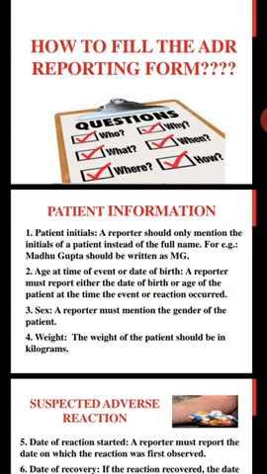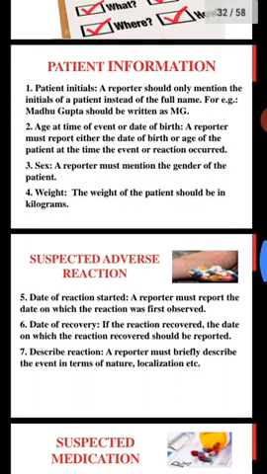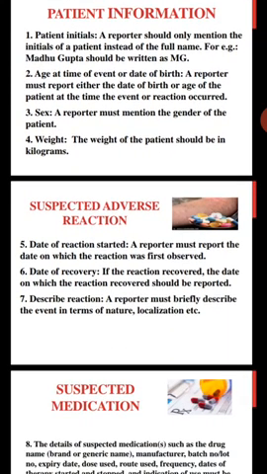First, it contains patient information: patient initials, age, date of birth, sex, weight, so the demographic details of the patient. Second, what is the suspected ADR? The date of reaction started, when it started, when you observed it, and the date of recovery, when you recovered from the adverse drug reaction. Suppose it causes skin rashes, then when you recovered from the skin rashes. That is the date of recovery.